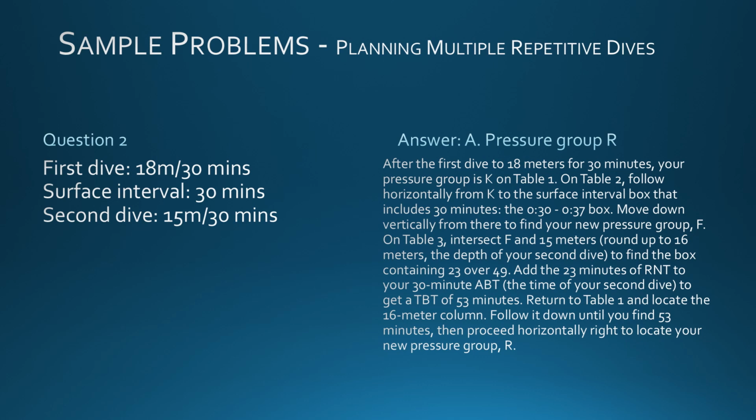Add the 23 minutes of R and T to your 30-minute ABT, the time of your second dive, to get a TBT of 53 minutes. Return to Table 1 and locate the 16-meter column. Follow it down until you find 53 minutes. Then proceed horizontally to locate your new pressure group, R.